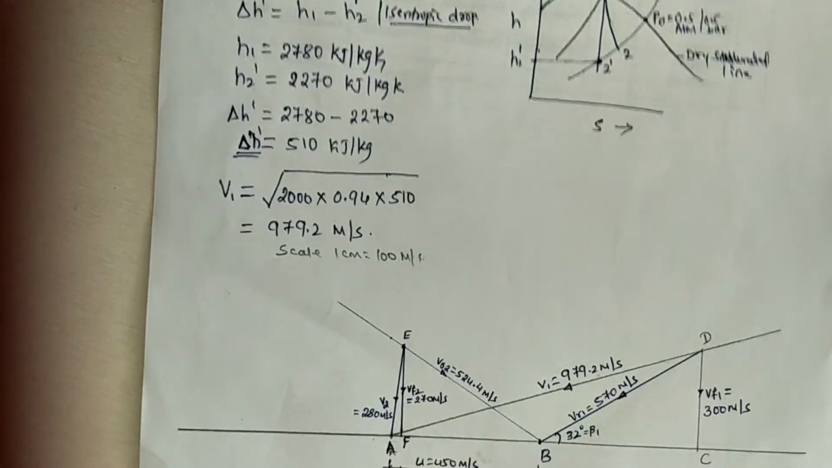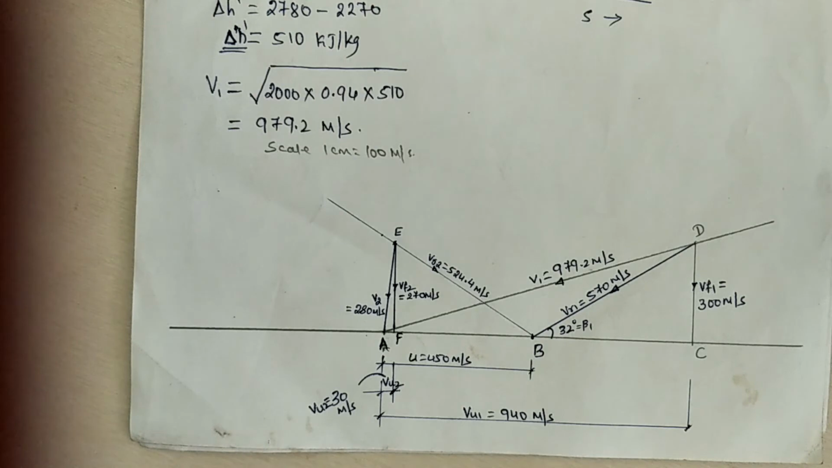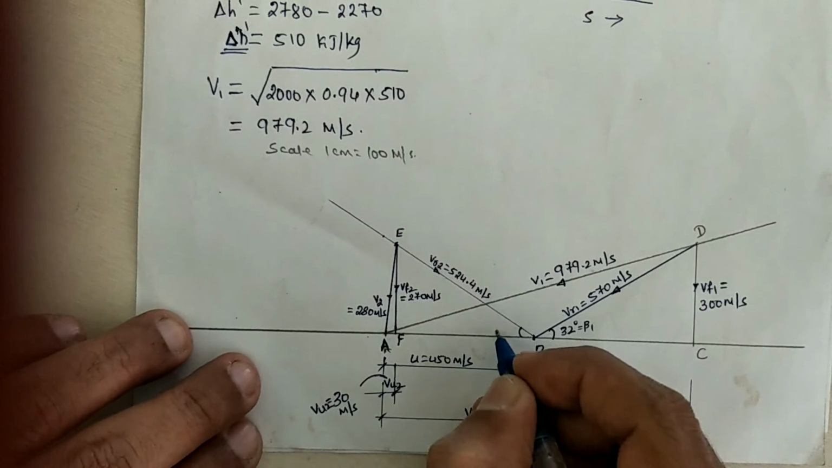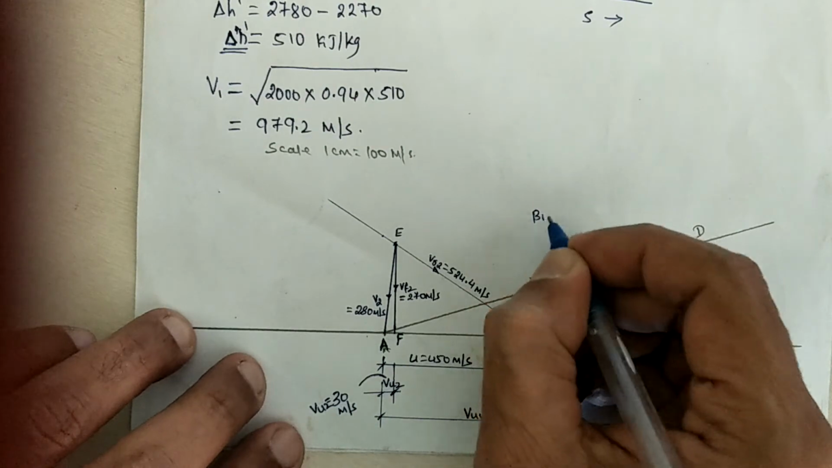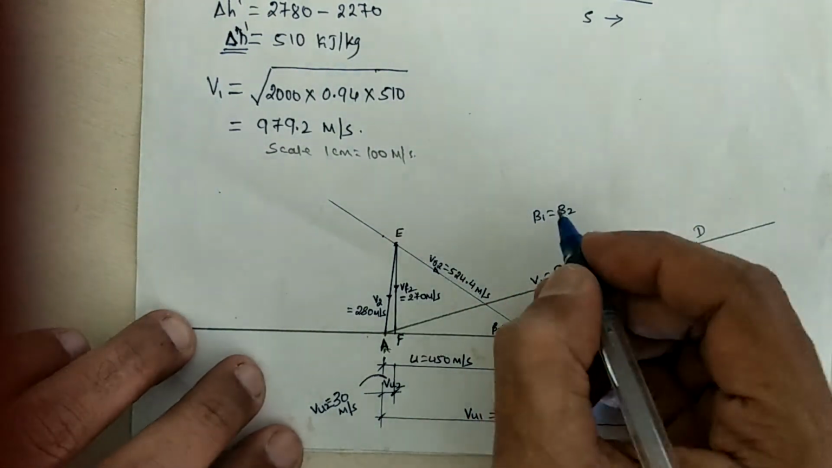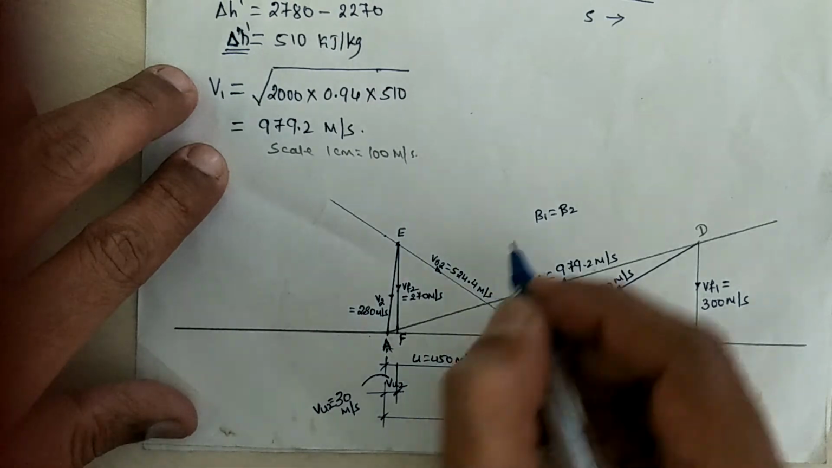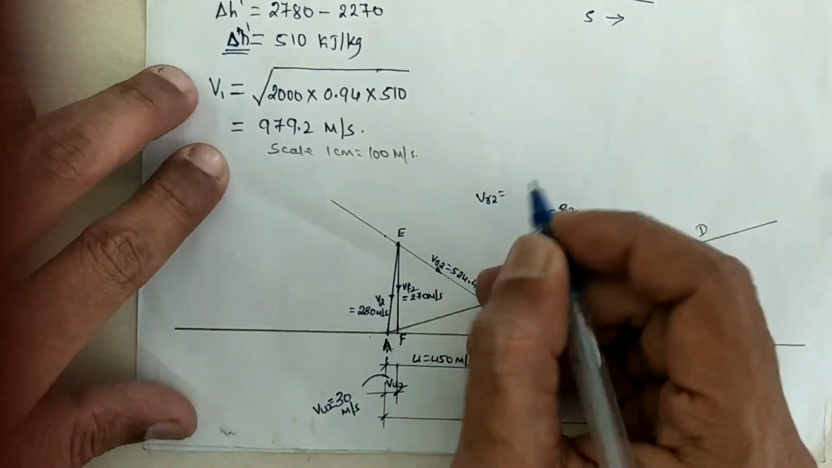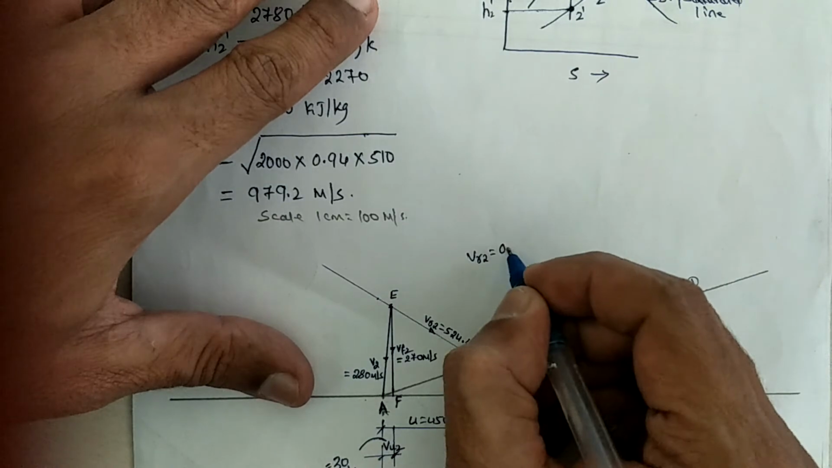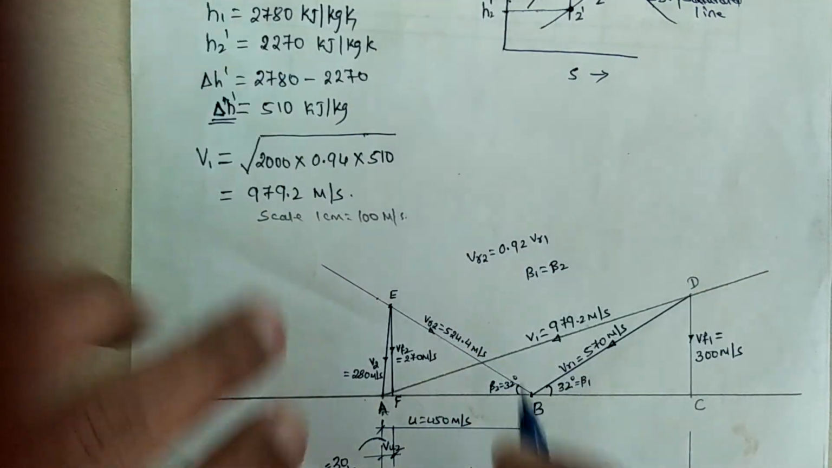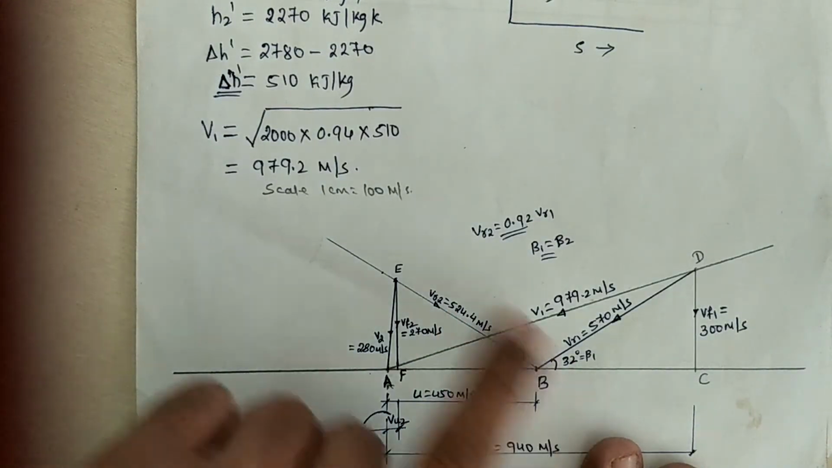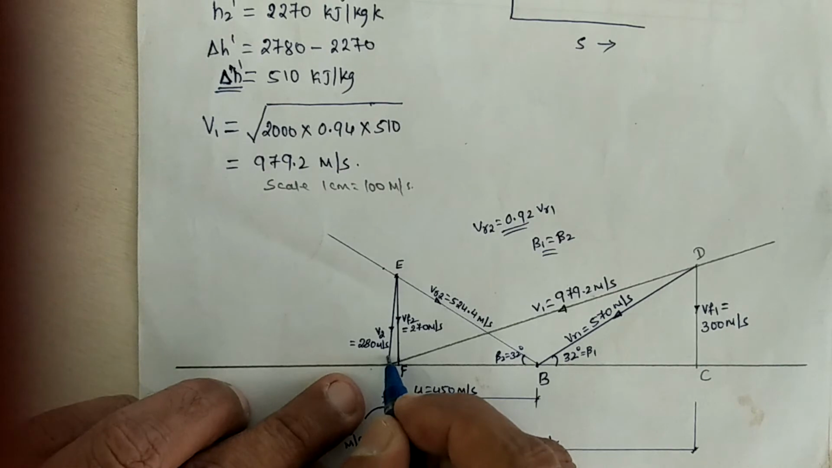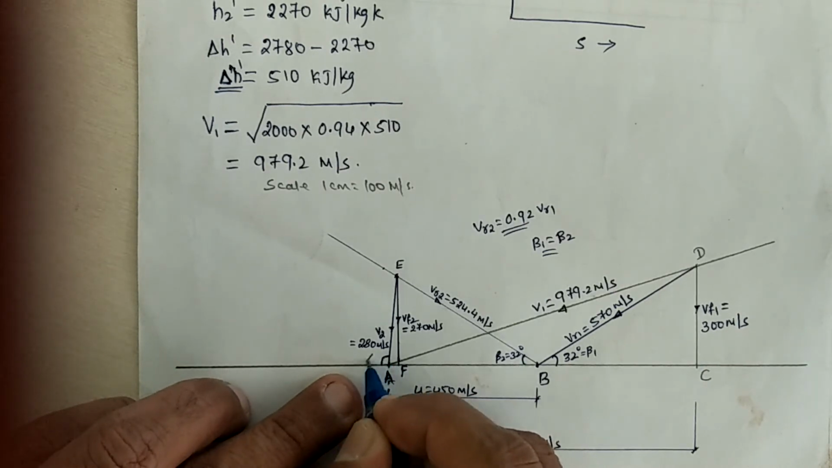So this is how we have drawn the velocity triangle. This angle is 32 degree, that is beta 2, because here beta 1 is equal to beta 2. And VR2 is equal to 0.92 times VR1. These two relations you have to make use of to draw the exit velocity triangle. And this angle is alpha 2, that is also to be calculated.